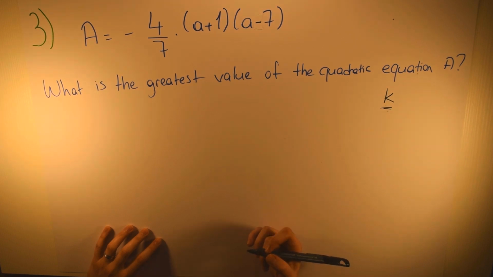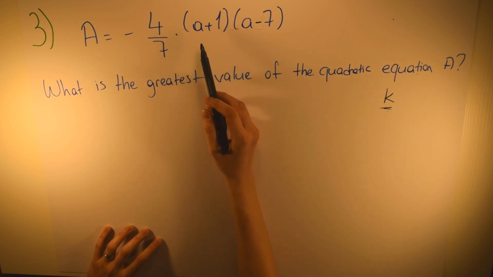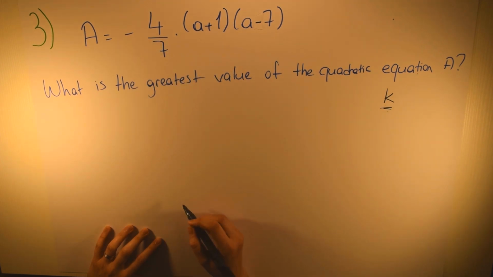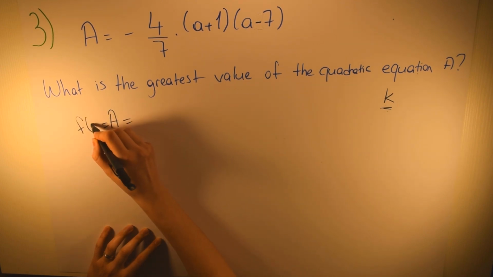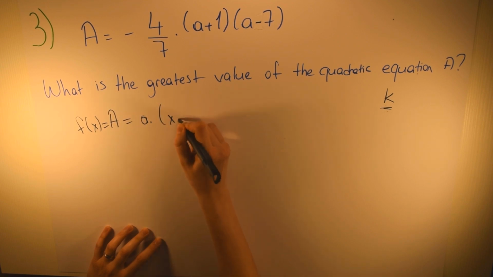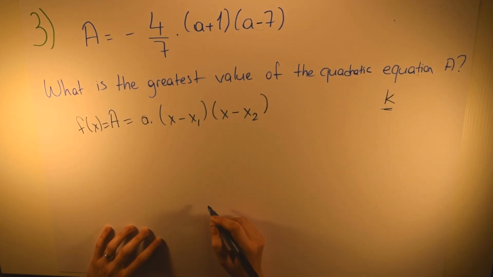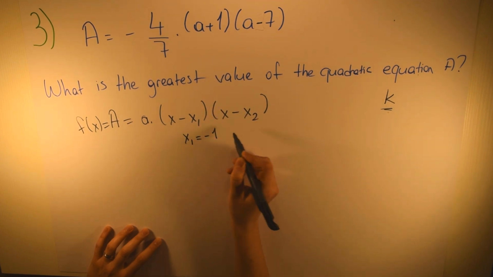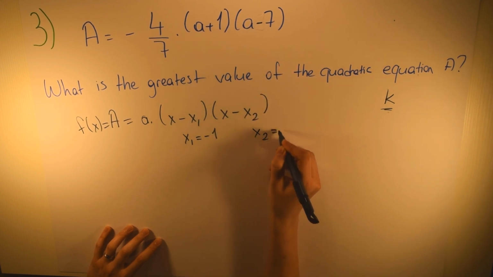So how can we do that? Here, as you can see, there is no x squared term. So this is the factored form of writing our quadratic equation. How was it? It was like this, right? f(x) is equal to a times x minus x1 times x minus x2. So here, if this is plus 1, it means that our x1 is equal to minus 1, and if here it's minus 7, it means that our x2 is equal to 7.